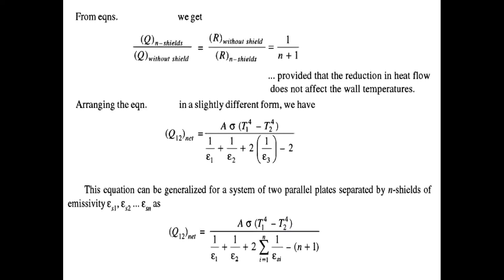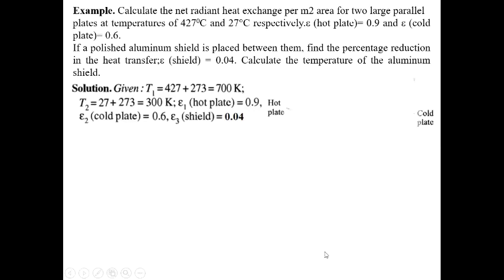So for two radiation shields, if we apply this, it is 1 by epsilon 1 plus 1 by epsilon 2 plus 2 into the summation of 1 by epsilon S, i equals 1 to n. So if we apply two radiation shields, it is 1 by epsilon 1 plus 1 by epsilon 2 plus 2 into 1 by epsilon S1 plus 1 by epsilon S2, minus n. Here there are two radiation shields, so 2 plus 1 means 3.